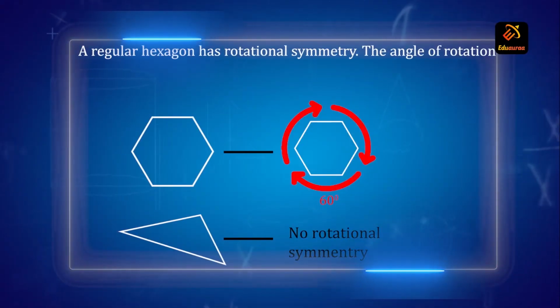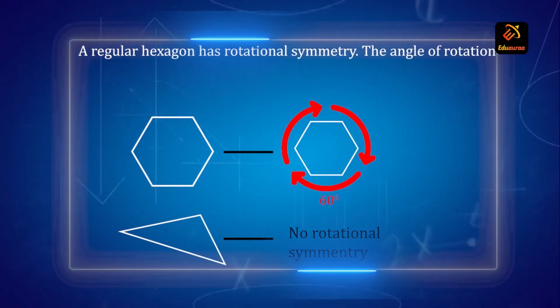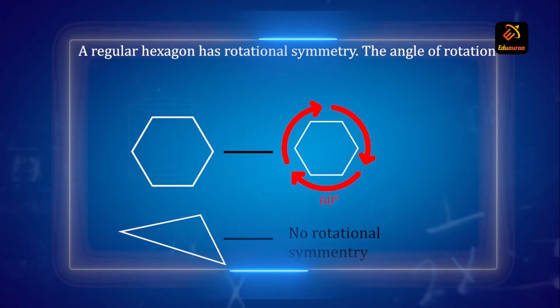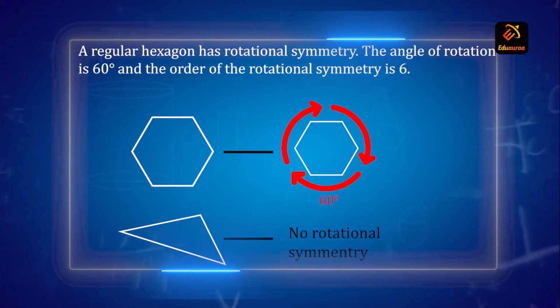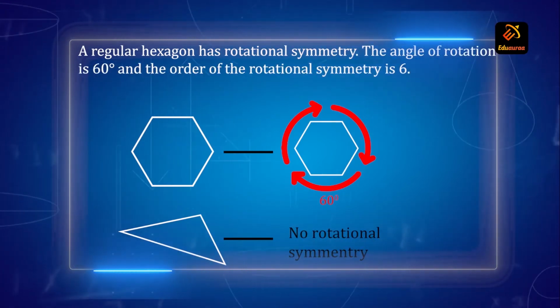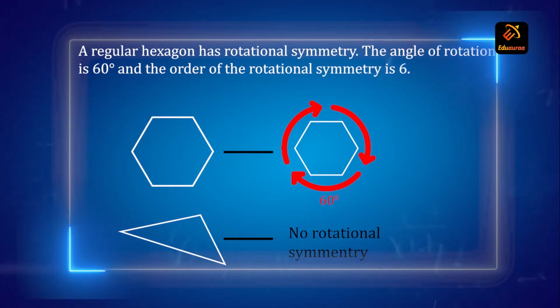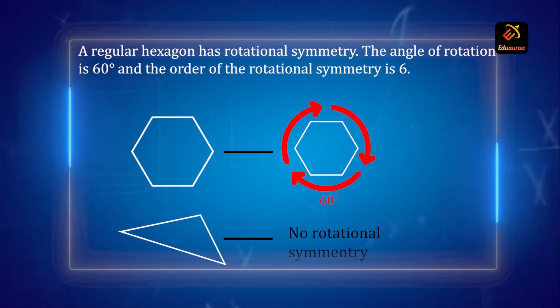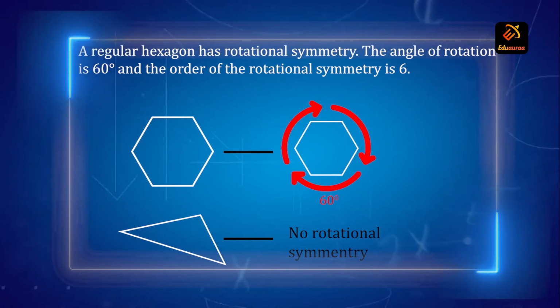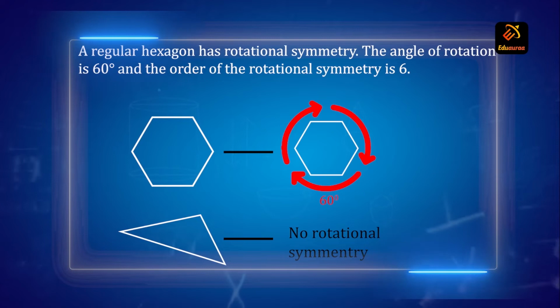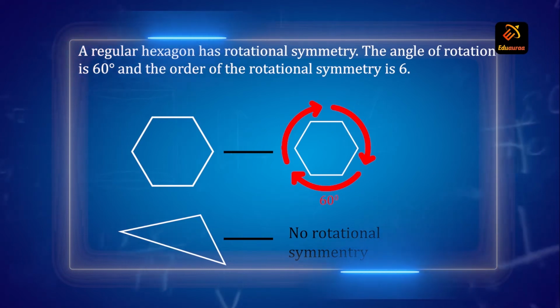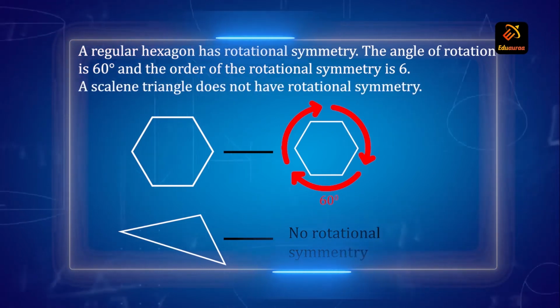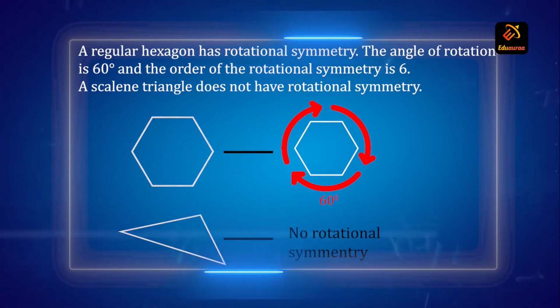Let's take an example to clear the picture. A regular hexagon has rotational symmetry. The angle of rotation is 60 degree and the order of rotational symmetry is 6. So, 6 times it will come to its original position while rotating through 360 degree. A scalene triangle does not have rotational symmetry.